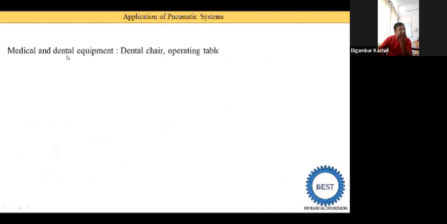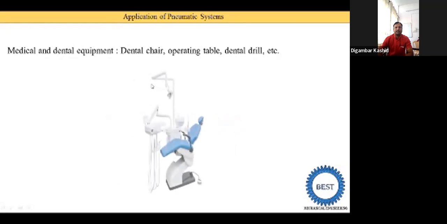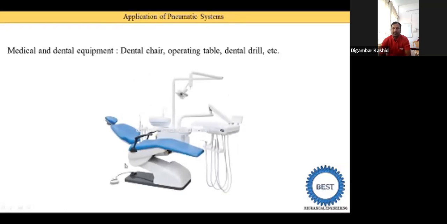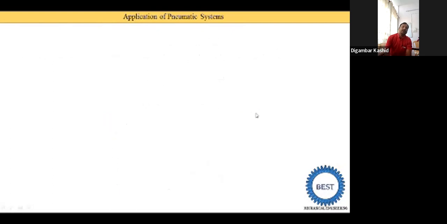And the medical and dental equipment. In dental chairs, operating tables and dental drills, various equipment works by using the pneumatic system. Root canals and different dental treatments are carried out by using these pneumatic systems. Here you see an image of the pneumatic system for dental purposes, available in hospital dental units.